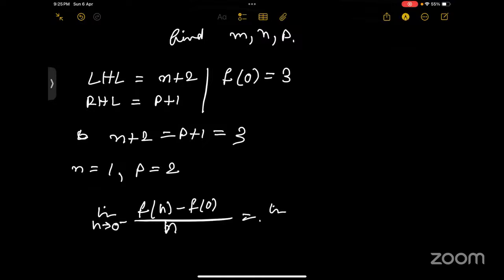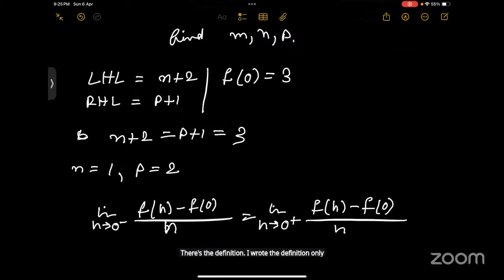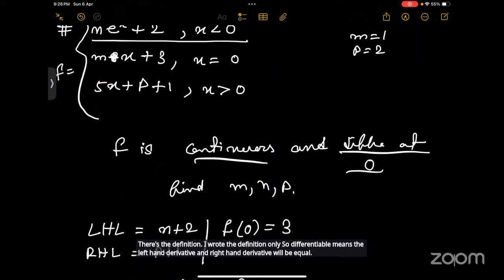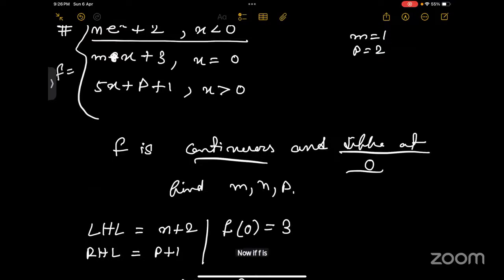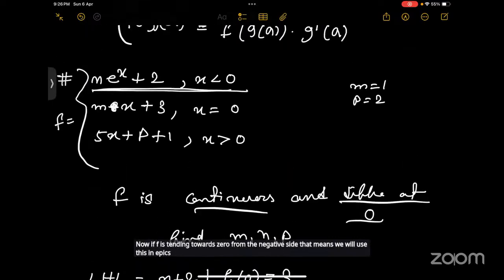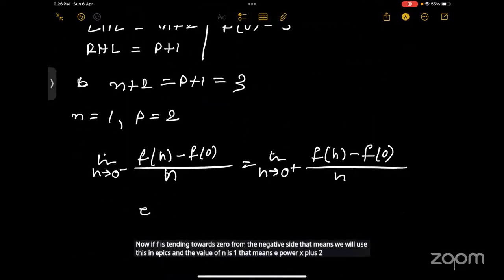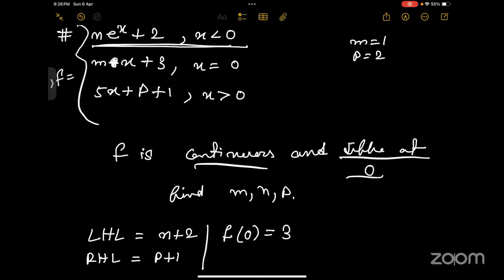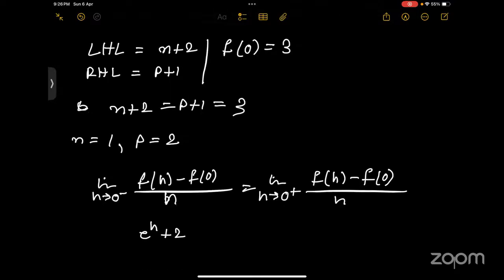This is what we have, right? I wrote the definition only. So differentiable means the left hand derivative and right hand derivative will be equal. Now, if h is tending towards 0 from the negative side, that means we will use this n e power x, and the value of n is 1. That means e power x plus 2, that means e power h plus 2.